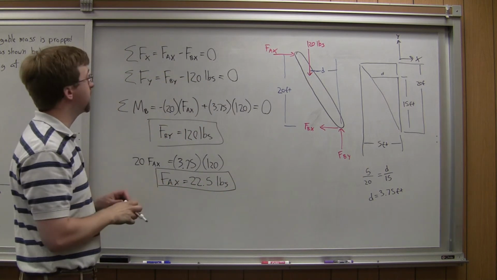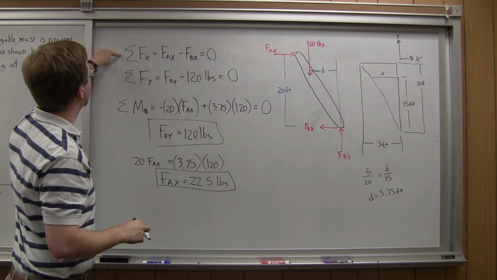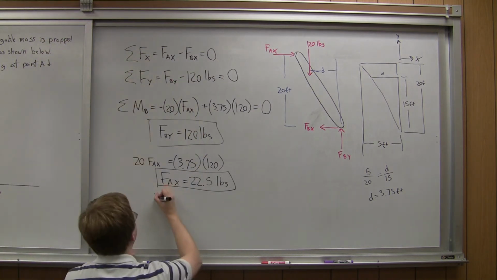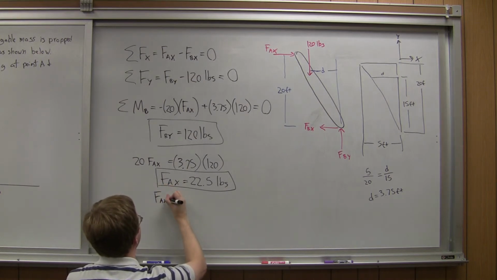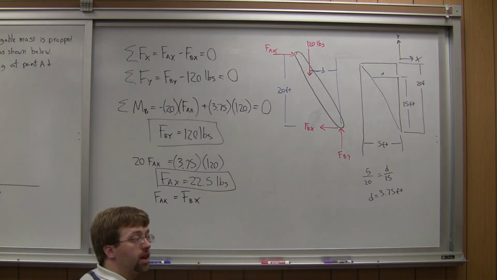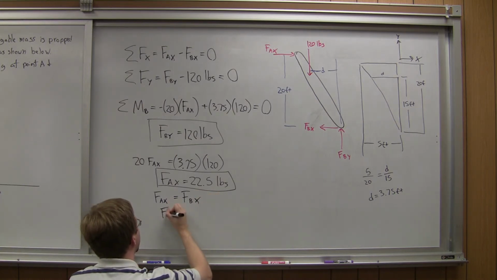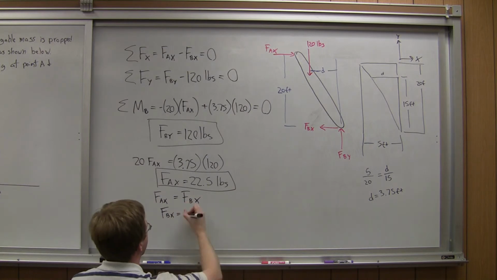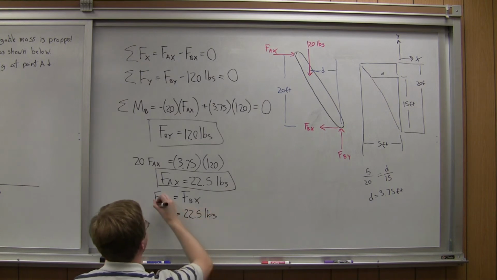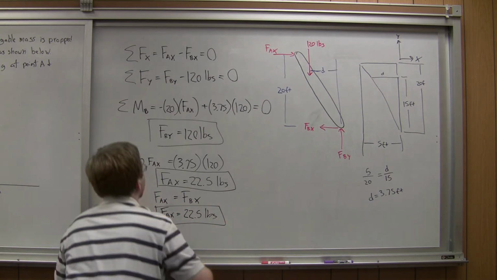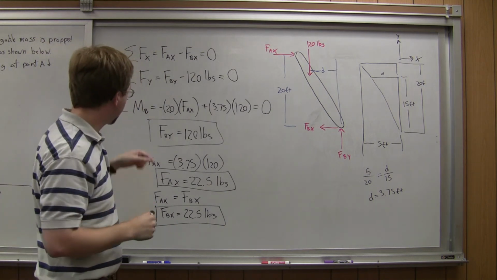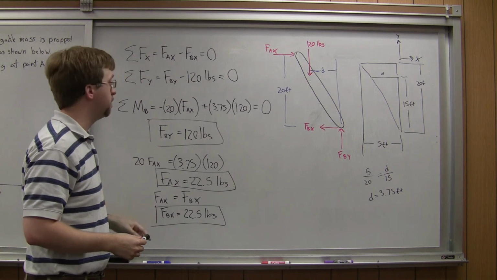All right, so there's two of my three forces. Last one, I'm going to use the sum of forces in the x. So that one basically reduces down to FAX is equal to FBX. So that's pretty simple. FBX will simply be equal to 22.5 pounds. So there we go. I've got my three unknown forces. I've got FBY, FAX, and FBX.